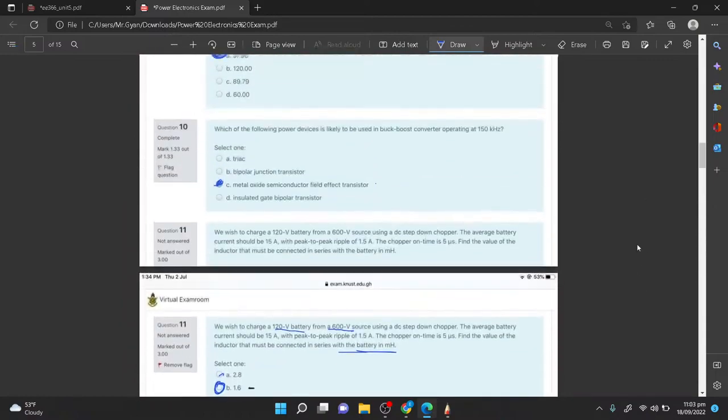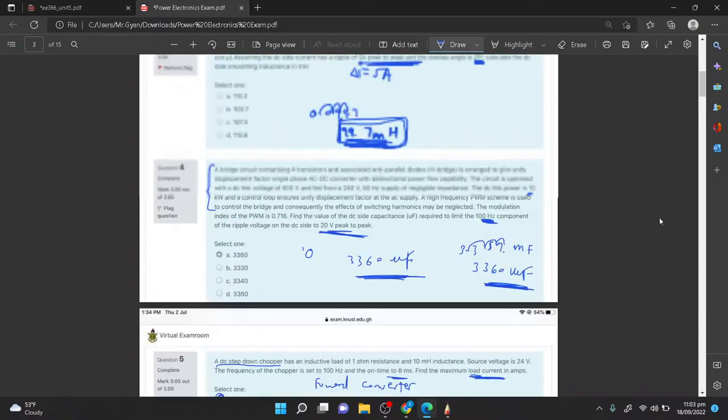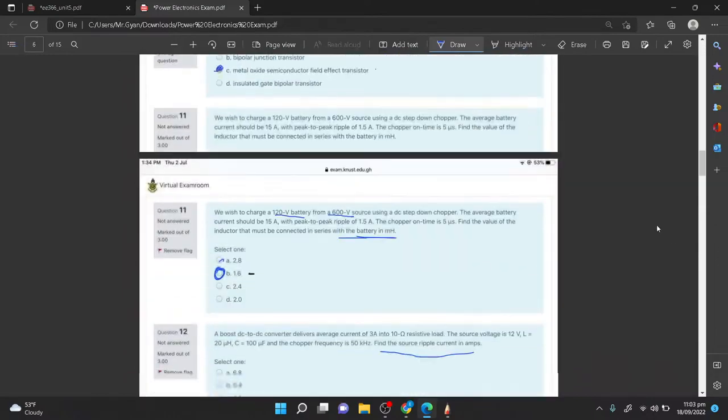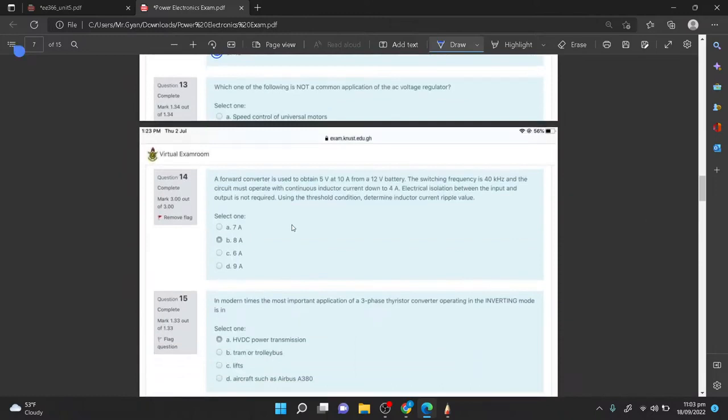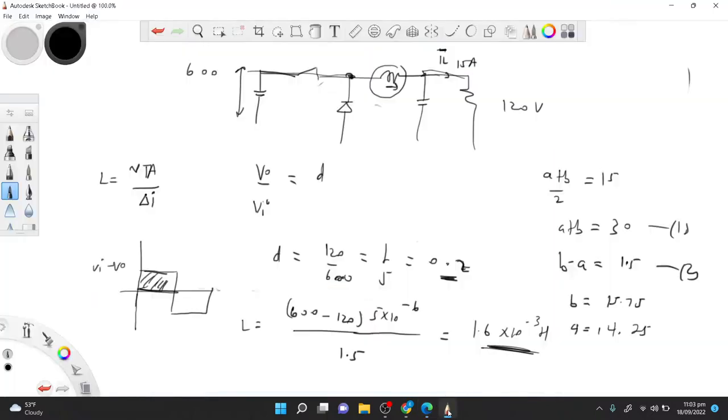We didn't come back to some of them, so we made some questions. Alright, let's solve this question. A forward converter. So we have a forward converter. That's what we have here.